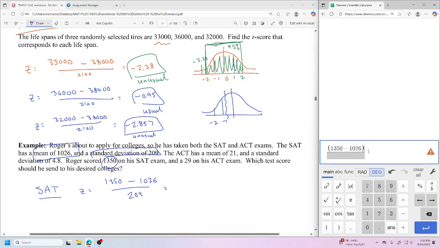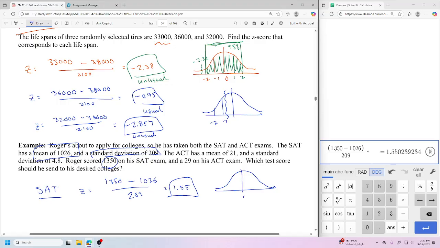You know what's funny? You can almost do this for yourself now and say, this is what I got on the SAT. They might even tell you a Z-score or a percentile of what that score means. So 1.55. On the bell curve, there's 0, there's 1, there's 2. So it's right around here, 1.55. That's not bad. That looks pretty good, right? So now let's do the ACT.